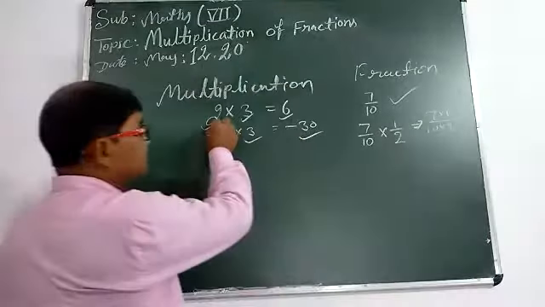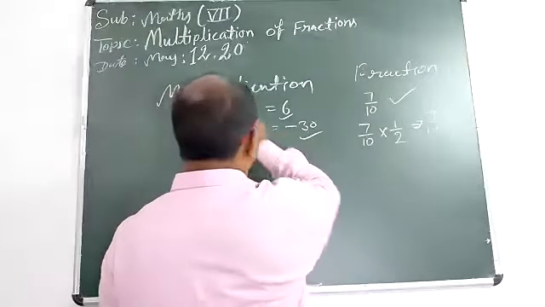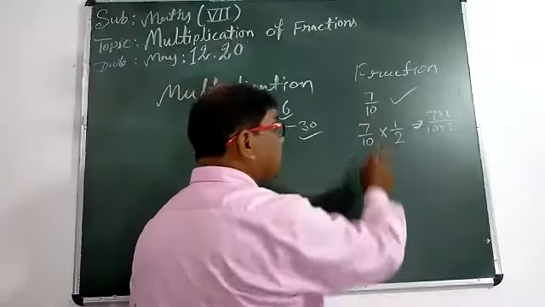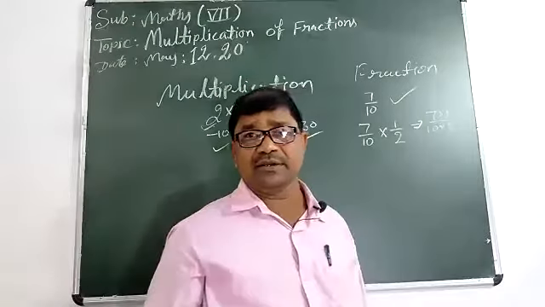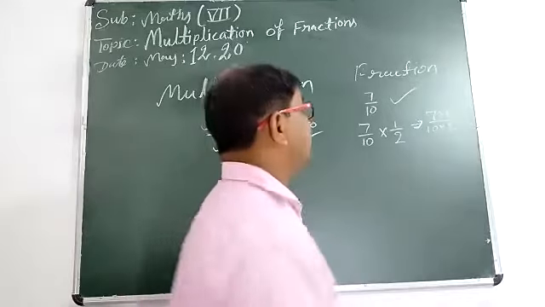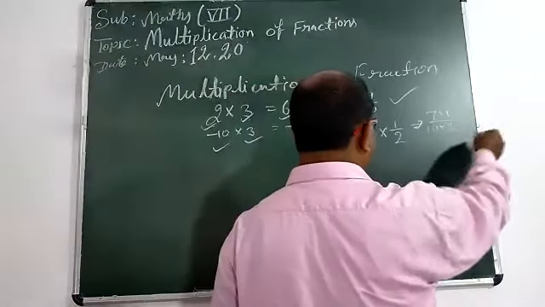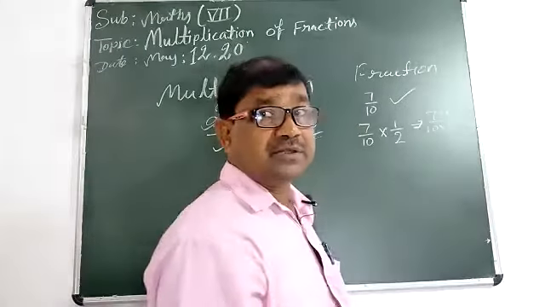Just like integers, 2 multiply 3, 7 upon 10 is a fraction. 1 upon 2 is also a fraction. And you are going to multiply. आप multiply करने जा रहे हैं. Okay. And finding the product. Try to find the product. So how can you find the product?